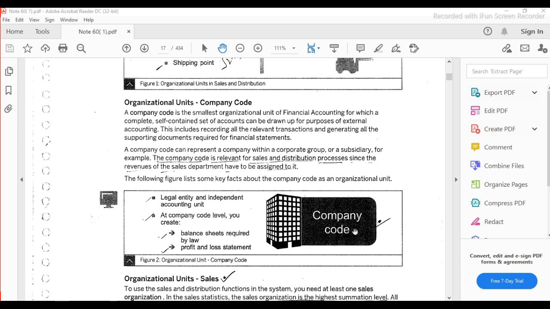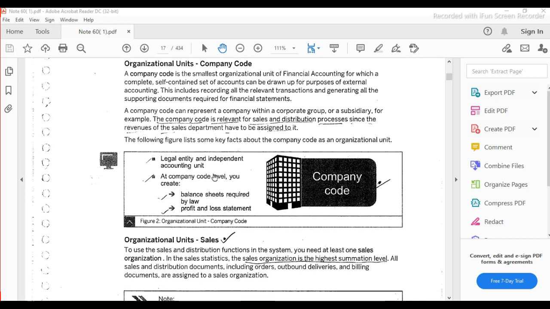And this company code is relevant for the sales and distribution process. Why are we assigning the sales organization to the company code? Because all the revenue of the sales department has to be assigned at the company code level. That's why sometimes you will face an interview question: why are we assigning the sales organization to the company code? Because all the sales department revenue we are generating needs to be assigned at the company code level. That's why.